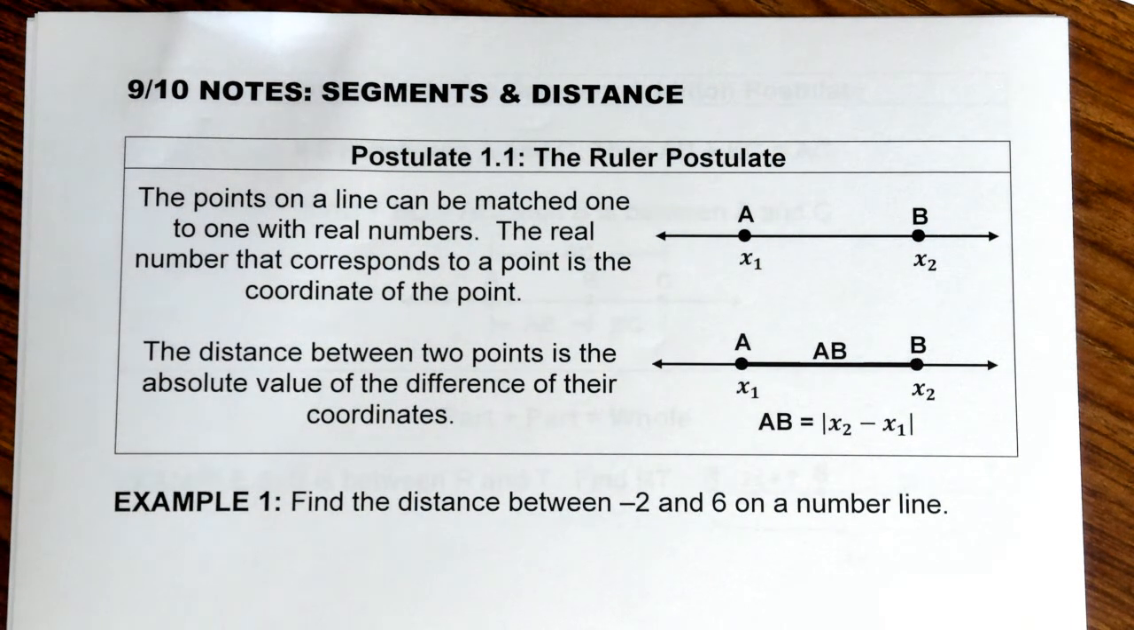So we started talking about segments and distances. We're going to talk about a few different things. We're looking for how long a line segment is. There are a couple different ways that you can do this. One is going to be our ruler postulate, which is just going to deal with a number line, basically.